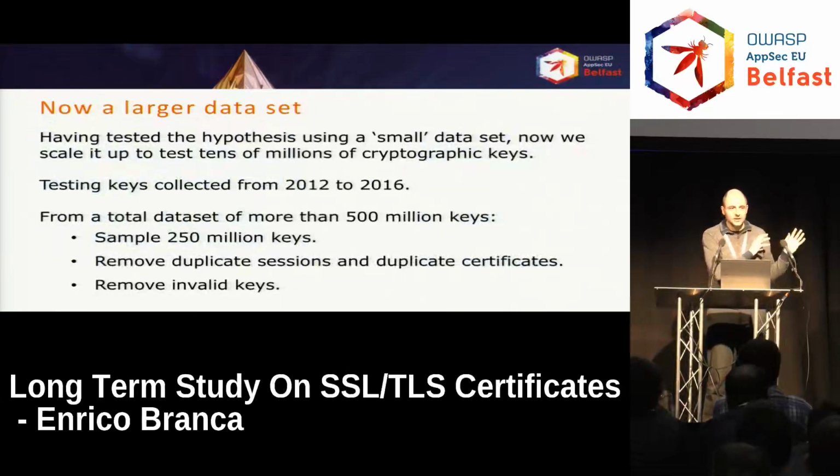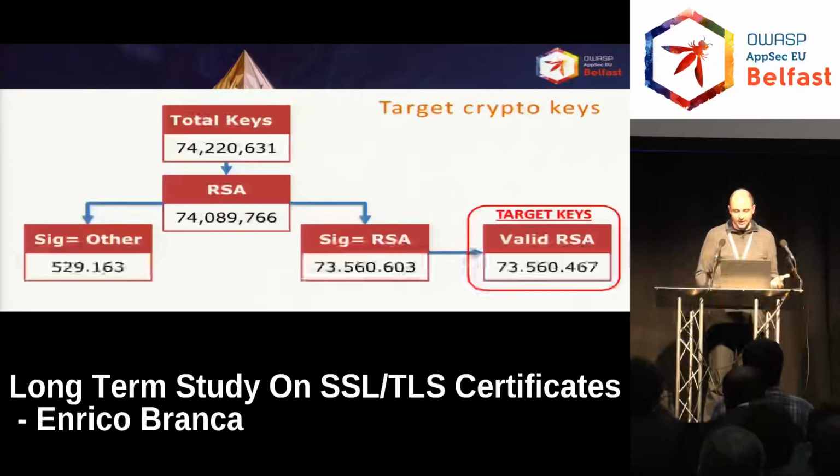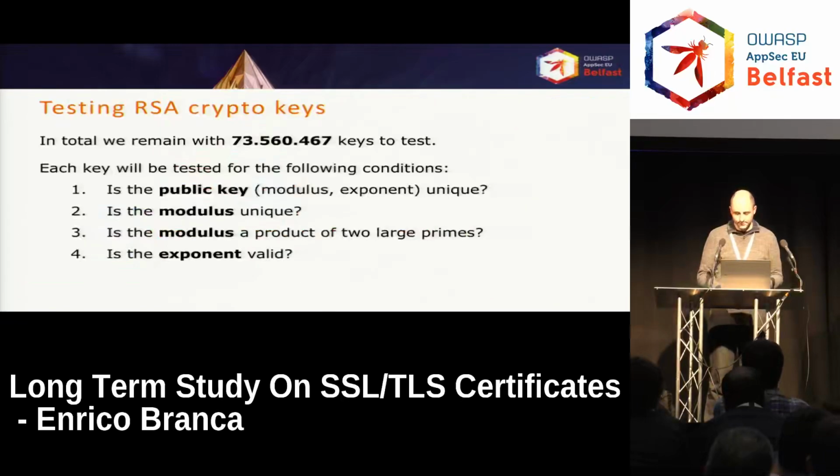So now that we have this idea that maybe there are some things that are not really okay, we can scale it to a bigger system. Instead of 10 million keys, we go for 500 million keys. From that, we remove all the duplicated data, we remove all the stuff that is not okay, and then we remain with some valid keys. So at the end, I got around 73 million keys. No idea what is inside. So we are going to repeat the same steps with the same checks.